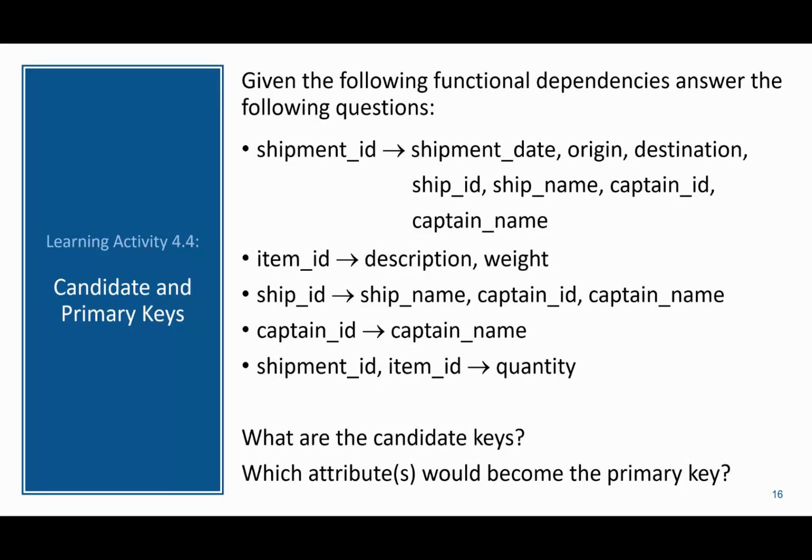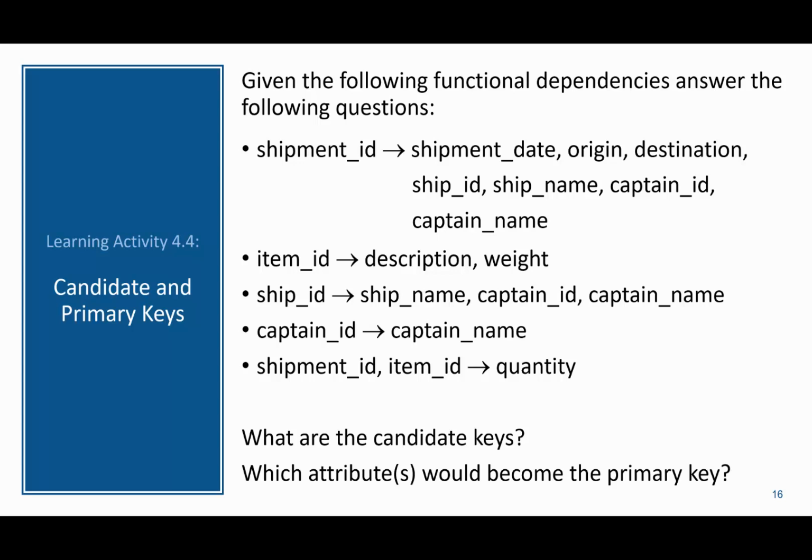So given the following functional dependencies that we previously identified, I want you to identify what are the candidate keys and then which attributes would become the primary key. Try this on your own, pause this video, and then come back to compare your answers.